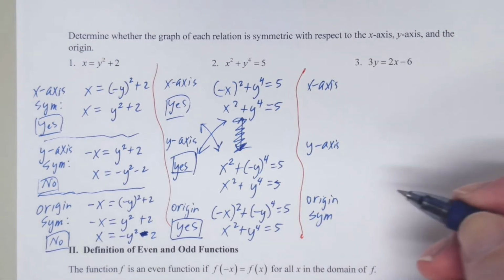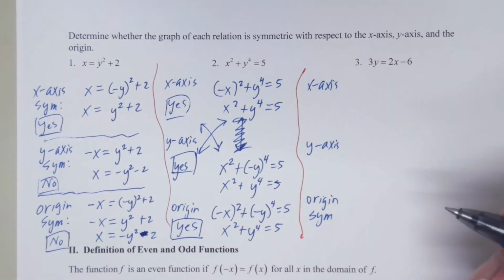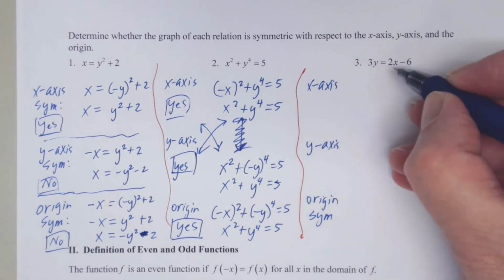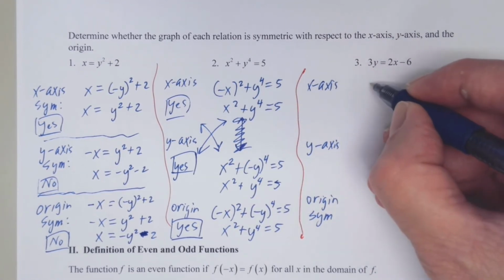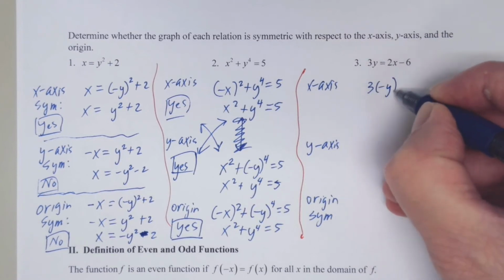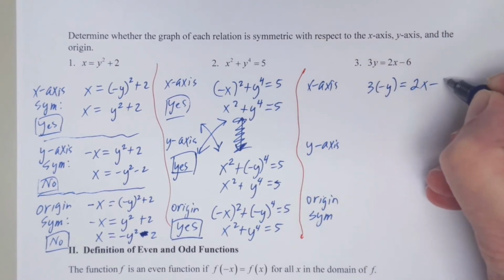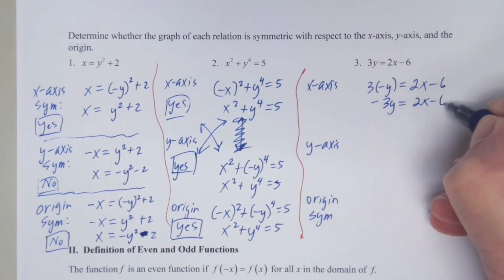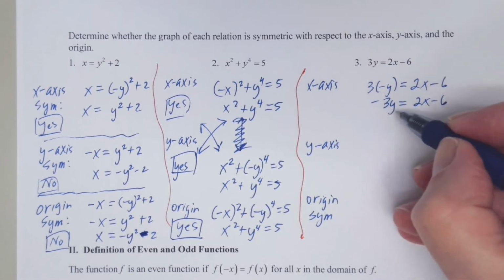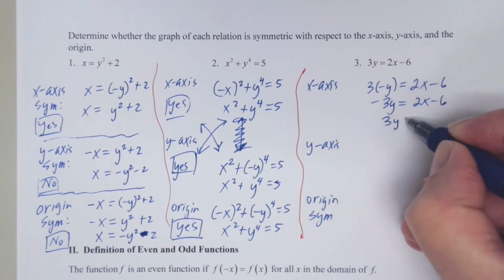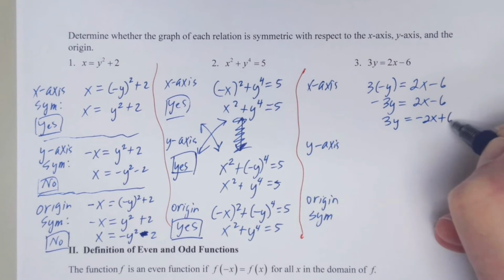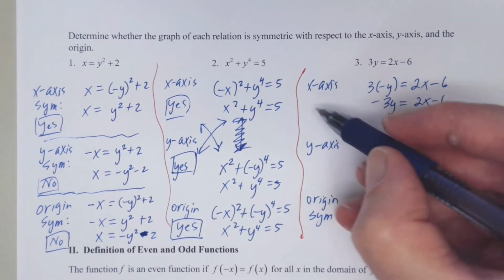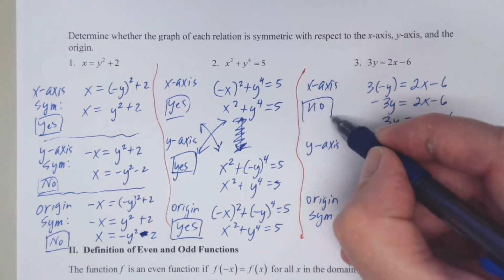I would encourage you to try this and then watch the video. Alright, so for x-axis symmetry, we're going to replace y with minus y. We get minus 3y is equal to 2x minus 6. I need that to be a positive 3y, so I'll multiply both sides by -1. Notice our equation is altered or changed, and so no, we don't have x-axis symmetry.